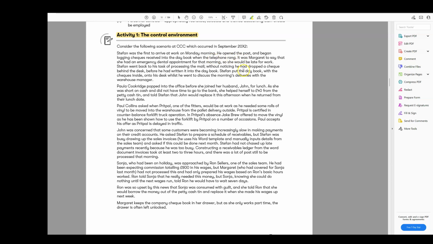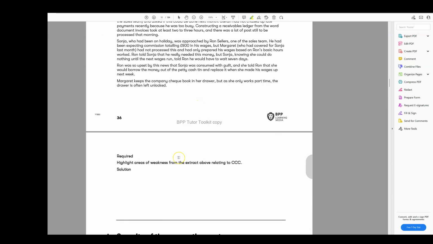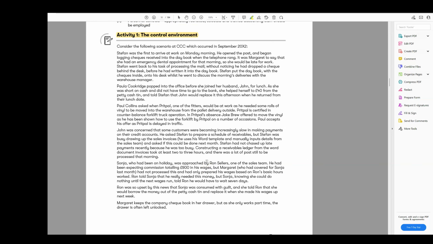He opened the post. Now before we read the scenario, let's quickly have a look at the requirement, because if we know the requirement, we can identify what we are looking at from the scenario. It's to highlight areas of weakness. So we're looking at the weaknesses from the scenario.